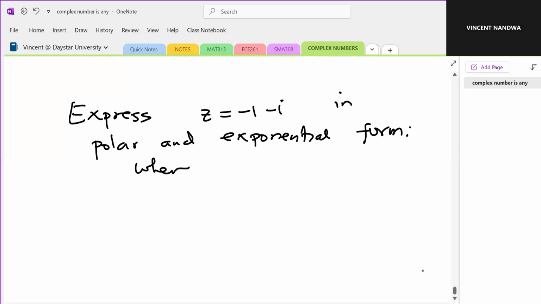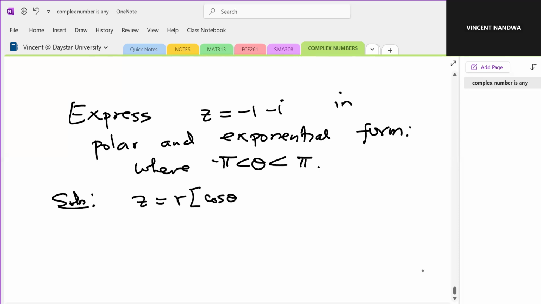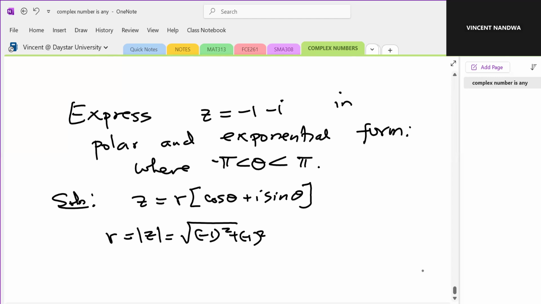where theta lies between minus pi and pi. So solution: remember that polar form means Z equals R into cos theta plus I sine theta, where R is the modulus of Z, and in this case we'll have -1 squared plus -1 squared, which will be root of 2.